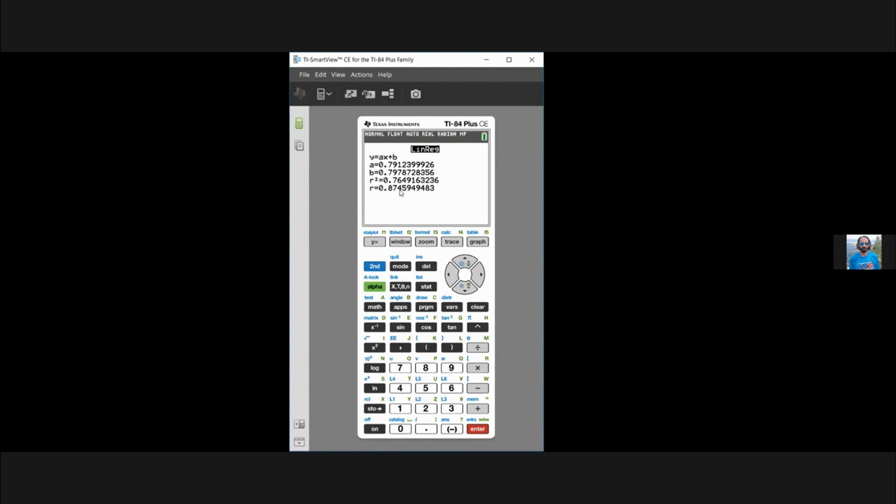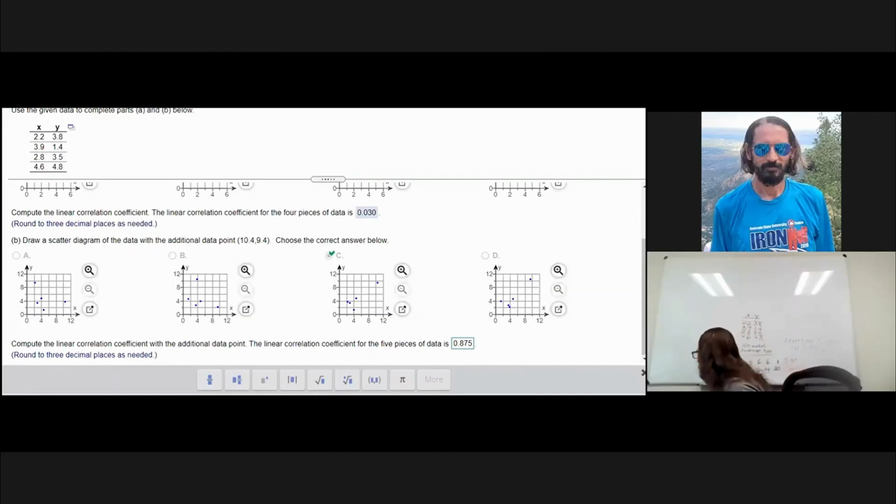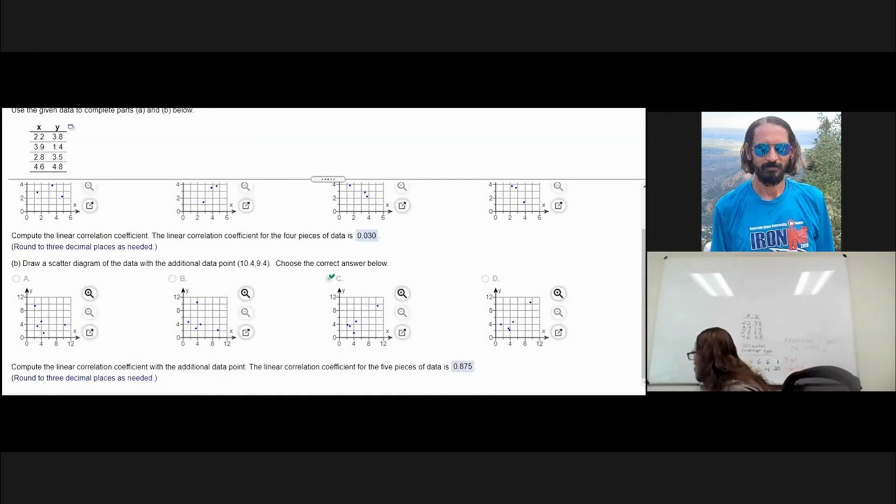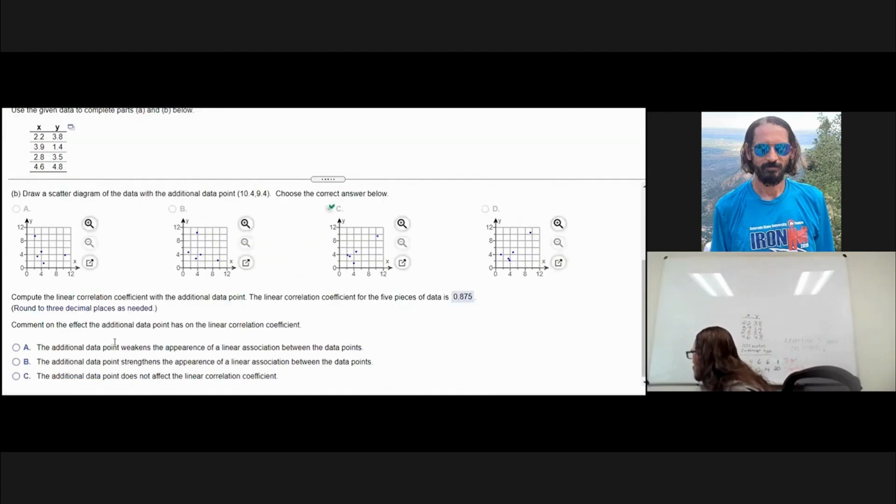With that 5th point in there, it really does look like we are dealing with X and Y having a positive linear association, whereas its exclusion made it much harder to tell that that was the case. It has strengthened the appearance of a linear association between the data points.